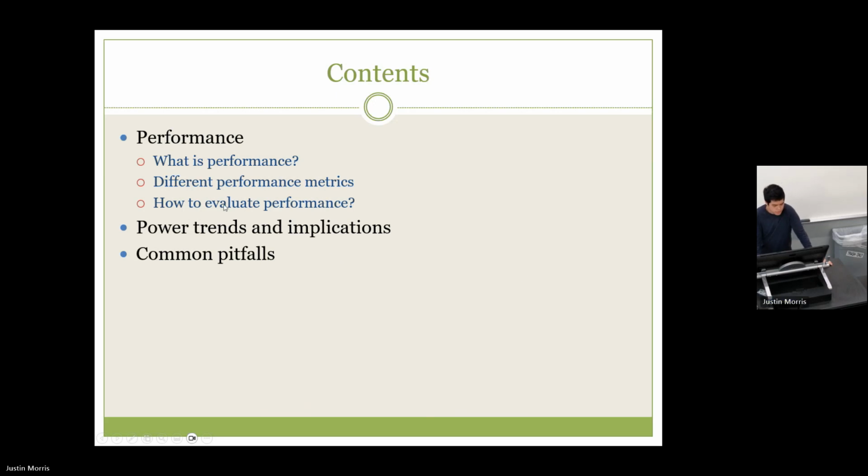So we've talked about what performance is, some different performance metrics. We'll talk about one other performance metric that is not really used. And we also talked about how to evaluate performance with the CPU time performance metric that we talked about before, and the three things that go into CPU time, which are instruction count, CPI, and cycle time. We're also going to cover now power trends and their implications with CPU design, and common pitfalls, which is Amdahl's law.